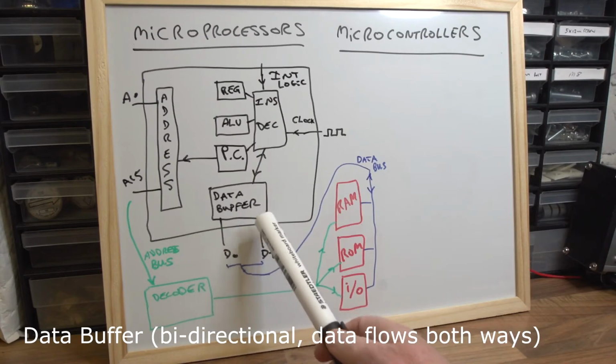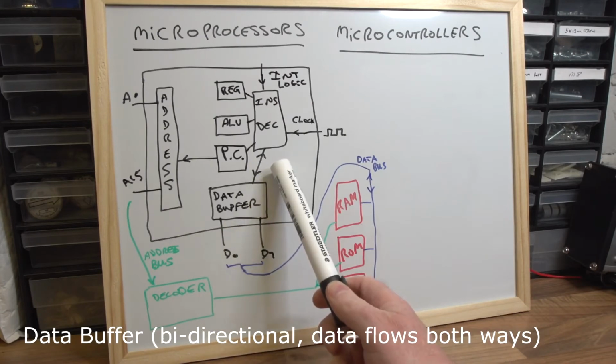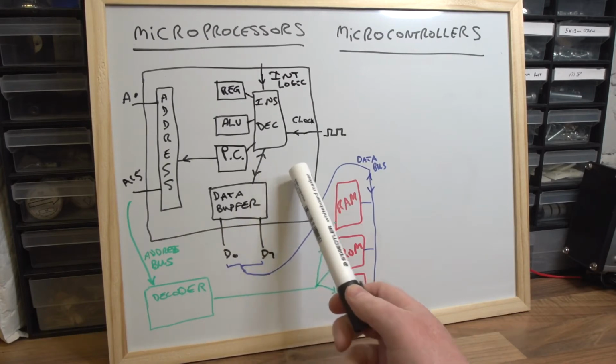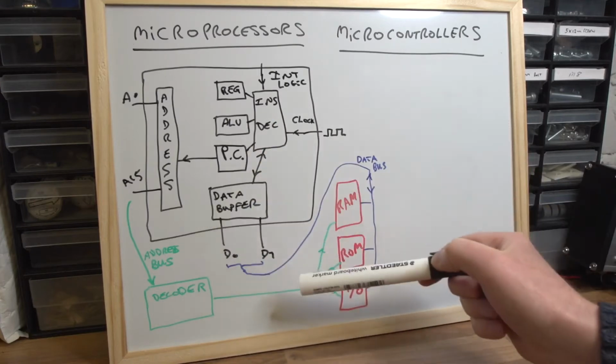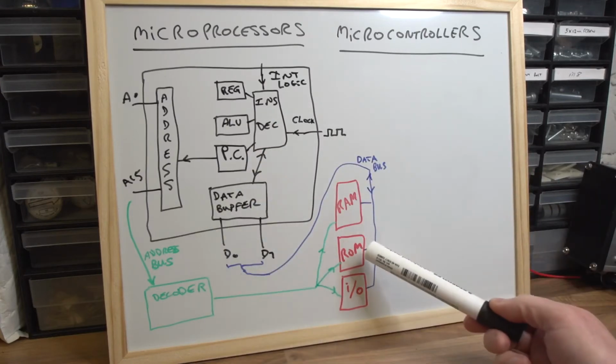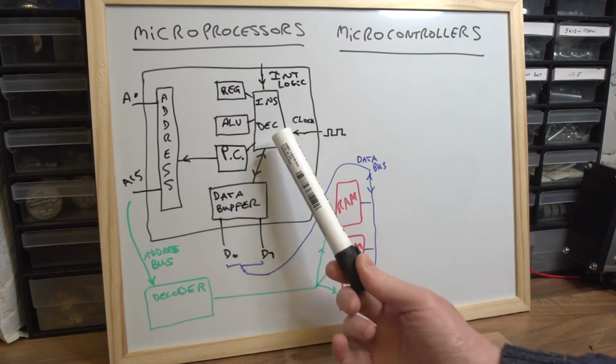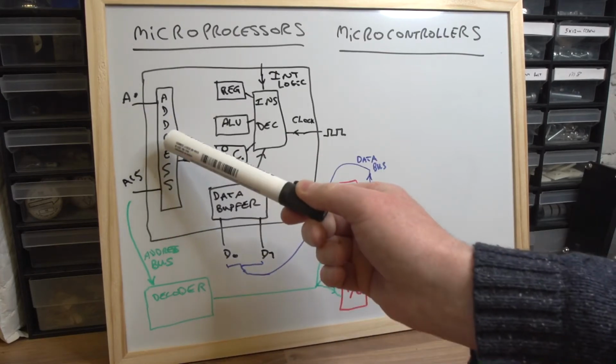The data buffer is bi-directional, as you can see there with 2 arrows going in both directions, and what that means is that you can send data out from that data buffer to peripheral devices, and you can also read it back in the other way as well, whereas the address bus is just one way, it's an output only.